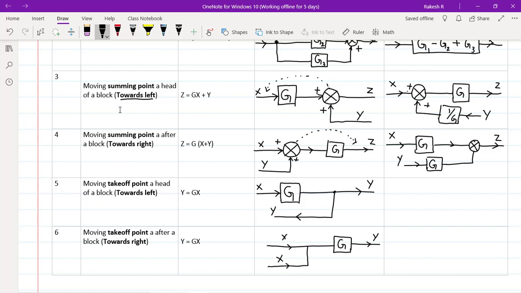When we move the summing point towards left, this is added by 1 by G. When we move the summing point after G, this is added by only G here, not 1 by G. You need to keep this in mind.